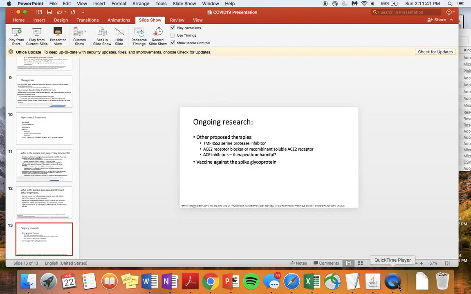So that's a summary of all of the important points in the data we have thus far. Hopefully, as we learn how this virus works and learn how to control it, the number of cases worldwide is going to go down, and this epidemic will be under control.